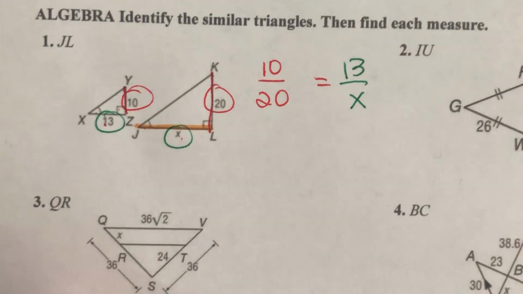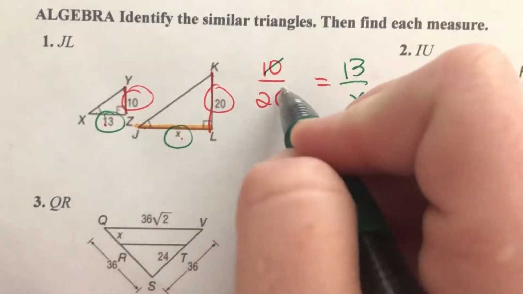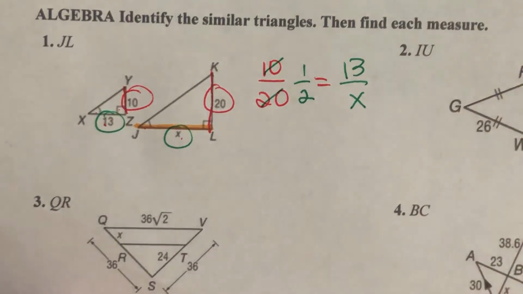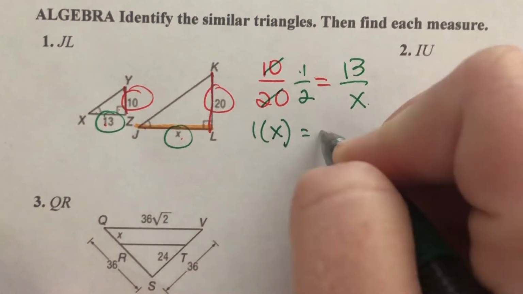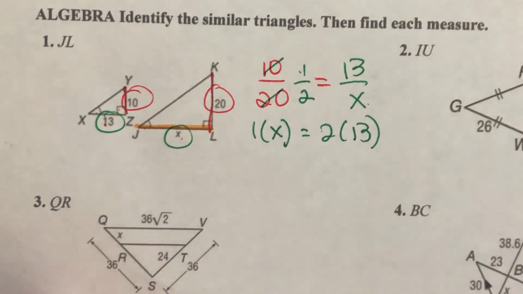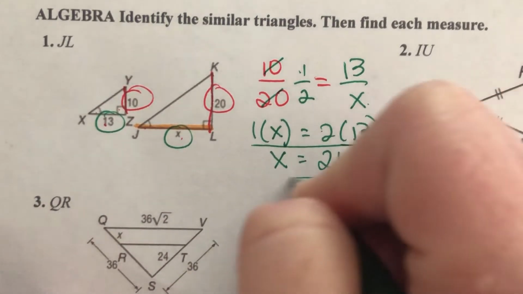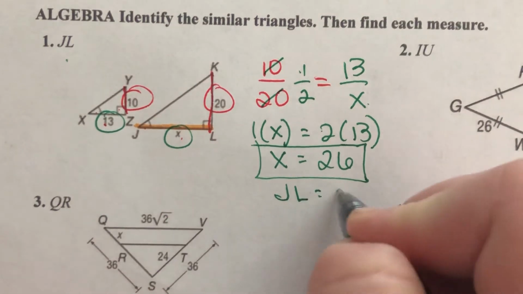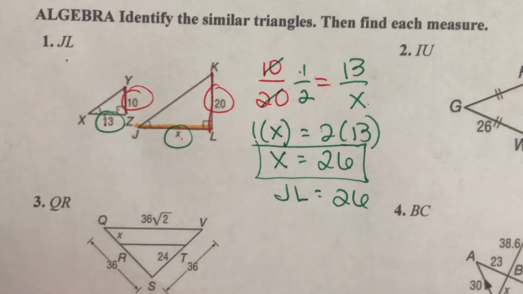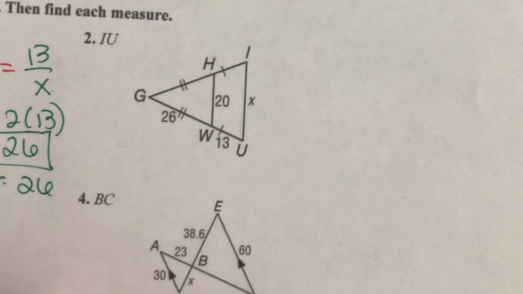And then for the sake of not having big numbers, I'm going to simplify 10 over 20 to be 1 over 2, right? Just divided the top and the bottom by 10. Okay, so now I have 1 times x equals 2 times 13, which is x equals 26. So here, line segment JL equals 26. That's our answer. Okay, number 2. Same type of thing, solve in the exact same way.